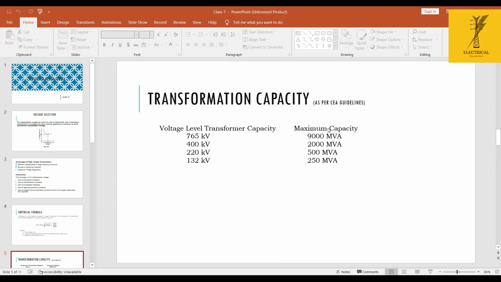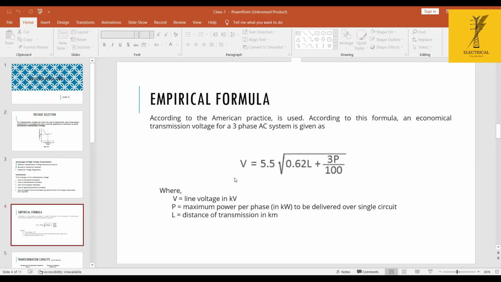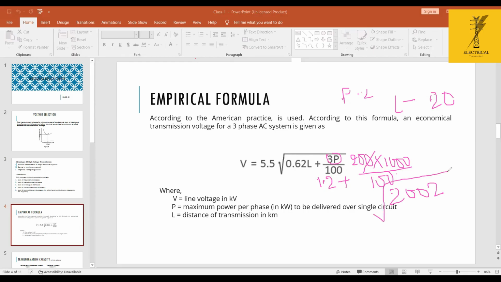So how did they get this? By doing all these exercises, they decided this would be the economical voltage for this megawatt. And in the American standard, they have mentioned the practice in the USA, with this formula. Now let's do our calculation here. Let's take our power as 200 megawatt and assume the line length is 20 kilometers. In place of the three phase power, put 200 into 1000, the kilowatt, divided by 100, and 0.62 into 20. 0.6 into 20 comes to nearly 1.2, right? So 1.2 plus 2000, it's nearly 2002.